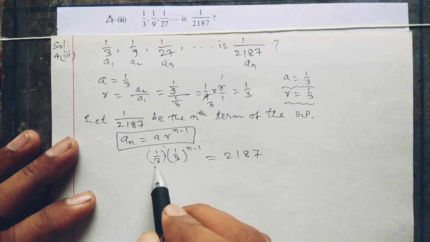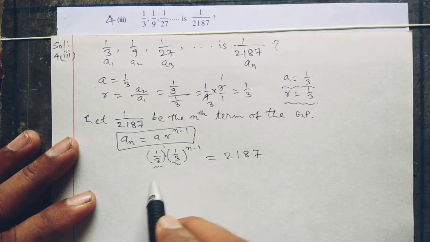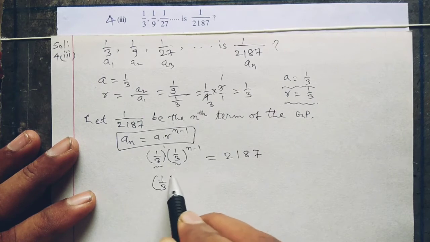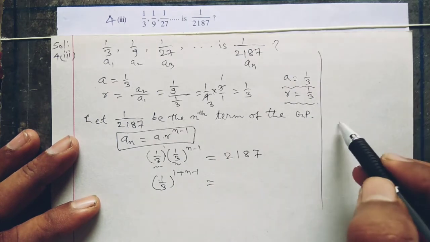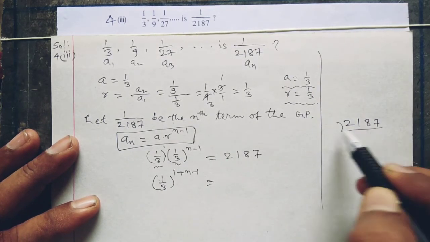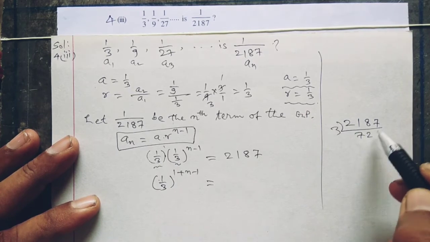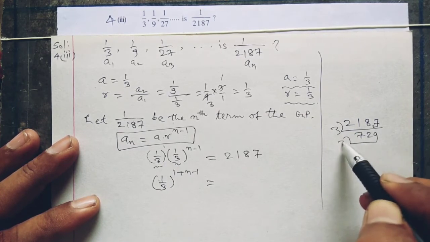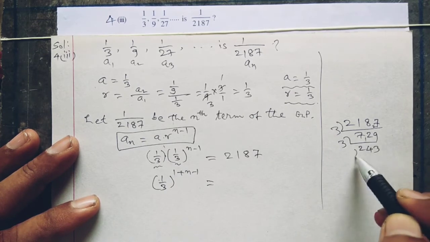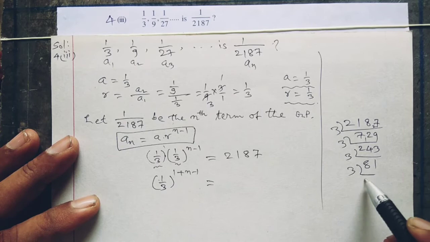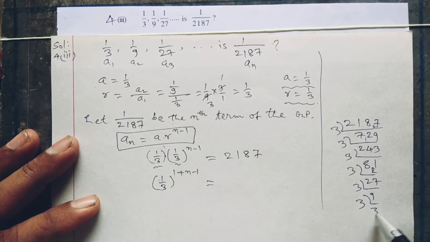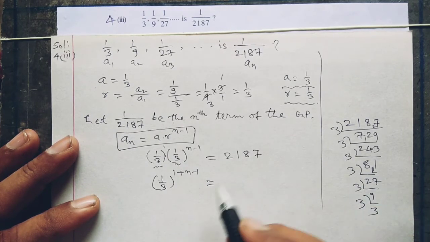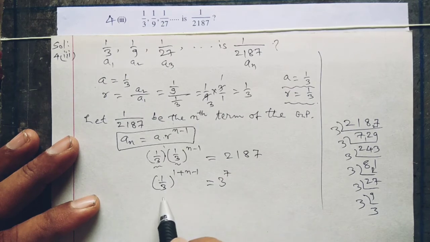Here bases are equal, so we can add these powers, exponents. 1 by 3 whole to the power of 1 plus n minus 1 is equal to 1 by 2187. 2187 is 3 to the power of 7, so it is 1 by 3 to the power of 7.